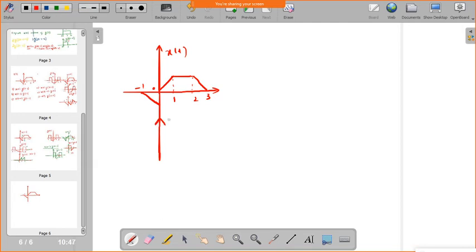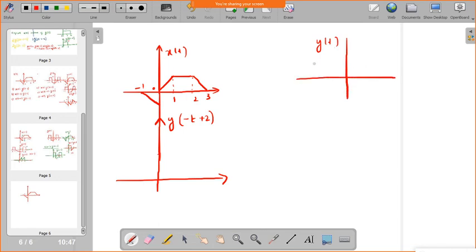Now y of 2 minus t, I can write it as y of minus t plus 2. So first we need to shift the signal and then reflect. So now y of t is this one, that is from minus 2 to minus 1. So this is your y of t.